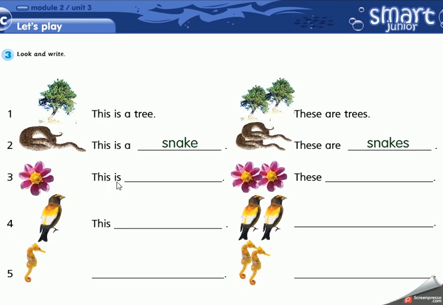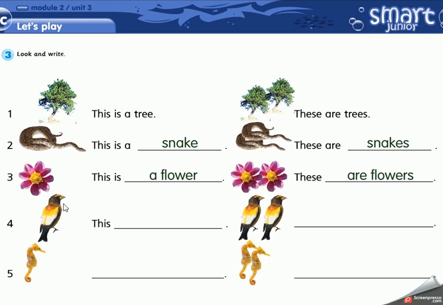This is a, very good. This is a flower. Here we have one and two. These are flowers. Number four.